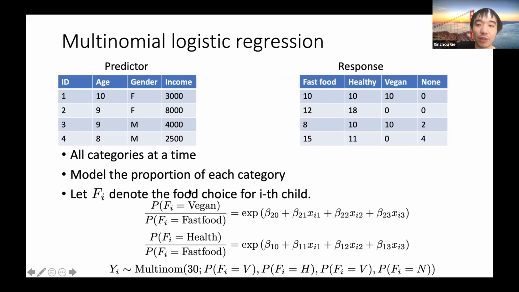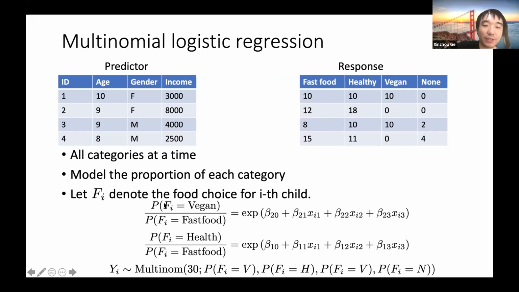For example, we can model the proportion for vegan and the proportion for fast food using this formula. It is still similar to the logit function, and for healthy food, we can also have such a function, where we have the probability that each child i chooses healthy food as food choice, over the probability of choosing fast food. And we can also have such a formula for none, for not having food.